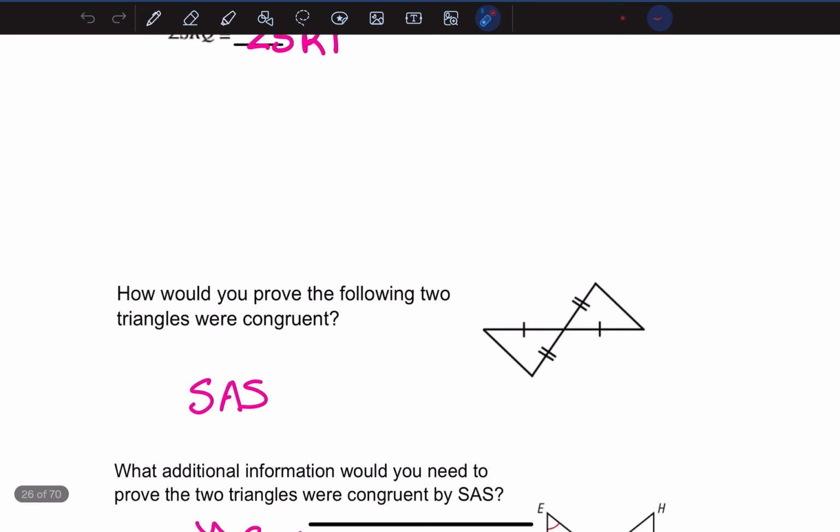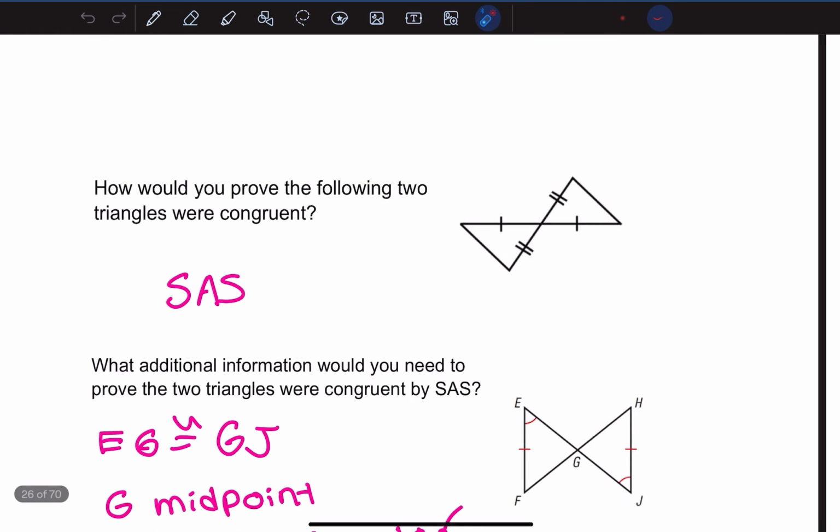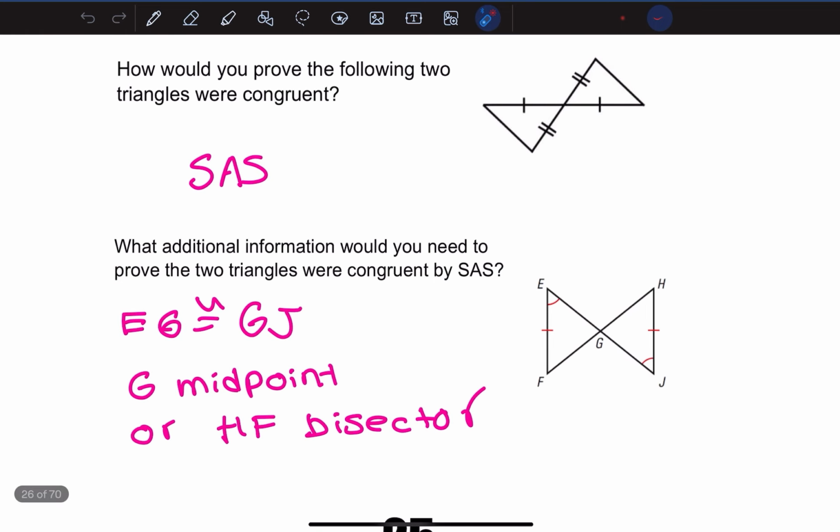How would you prove the following two triangles were congruent? So you're given that there are two sides and you need to use your definition of vertical angles. So you would have side, angle, side. If you wanted to prove these two were congruent by side, angle, side, you know that a side and an angle are already congruent. Therefore, you would need these two to be congruent as well. How could you have done that? Say that G is the midpoint, HF is a bisector, and either of those would work.